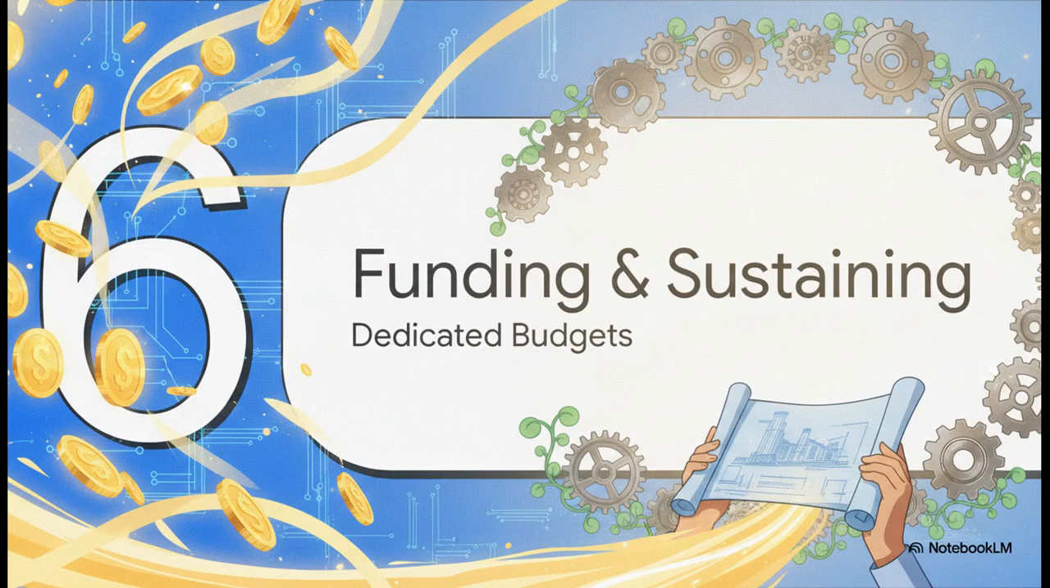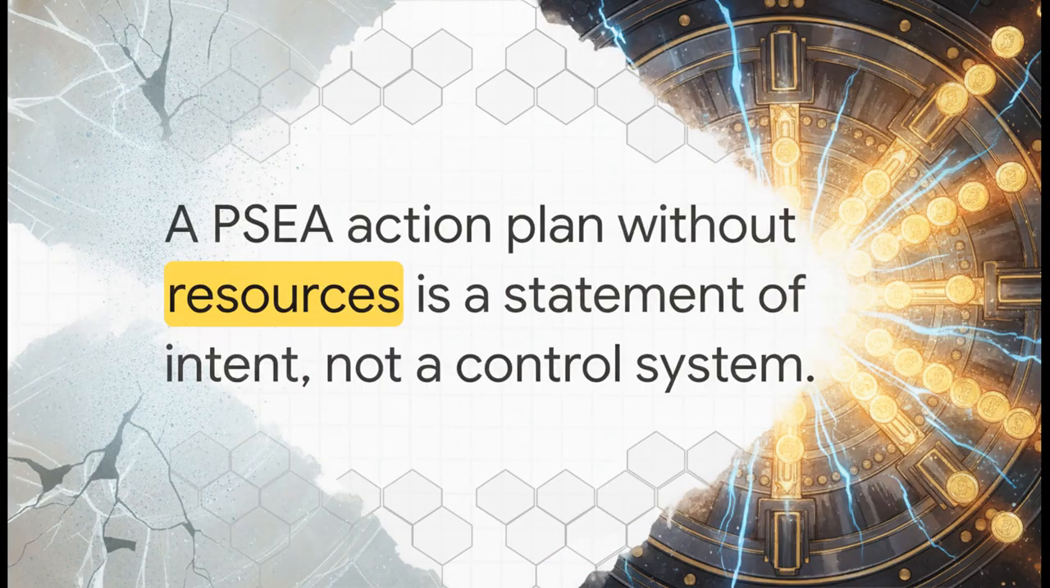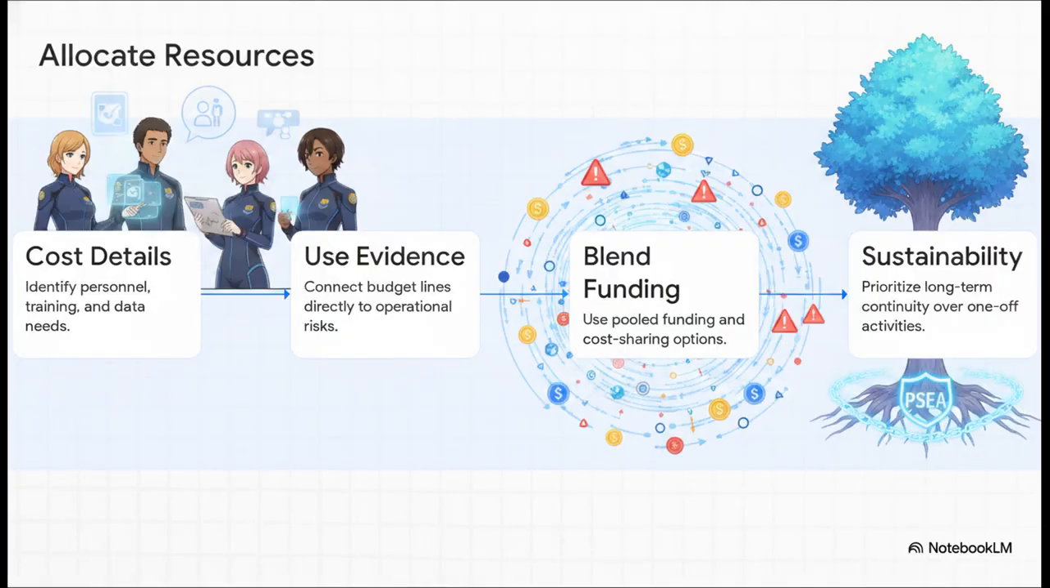And finally, Section 6, Funding and Sustaining PSEA. Because let's be real, without dedicated funding, this entire rigorous framework just completely falls apart. There's a sentence in the framework that perfectly captures this financial reality. A PSEA action plan without resources is a statement of intent, not a control system. It's so true. There is a huge systemic danger when donor-funded operations expand rapidly but completely forget to include dedicated PSEA budget lines. Teams just kind of assume PSEA can be absorbed into everyone's existing workload. Trust me, it cannot.